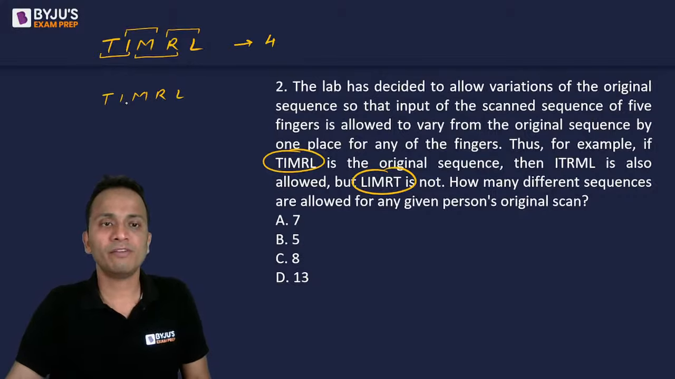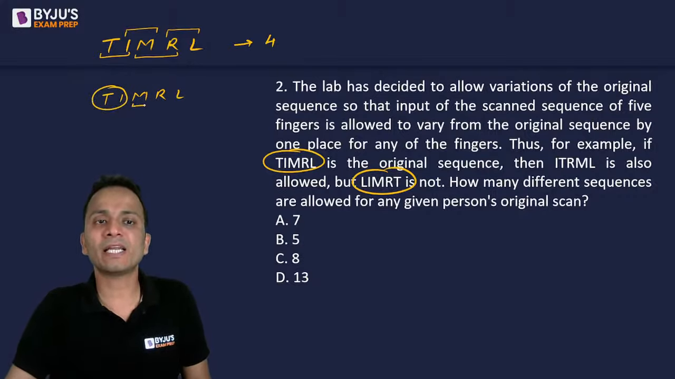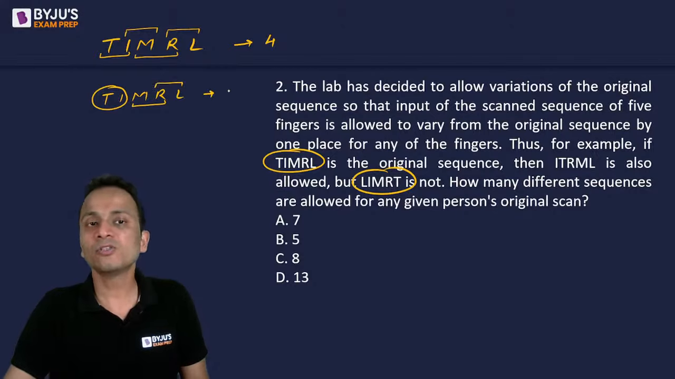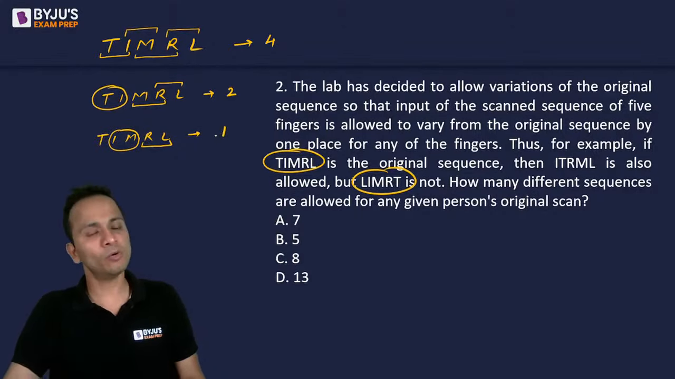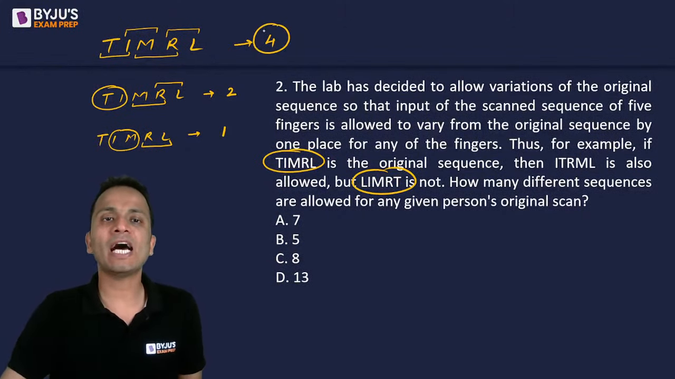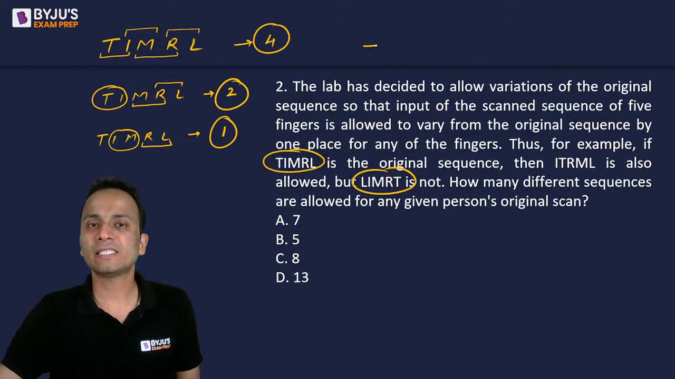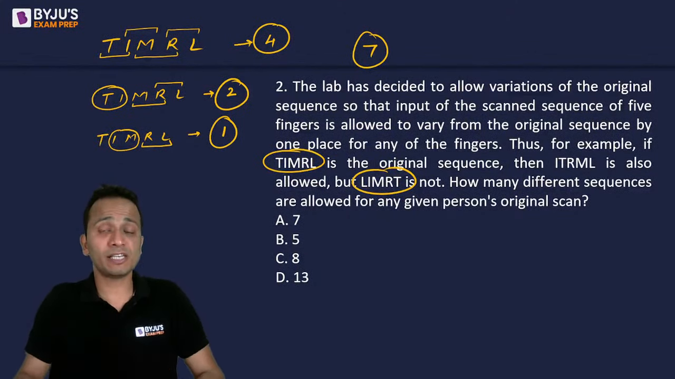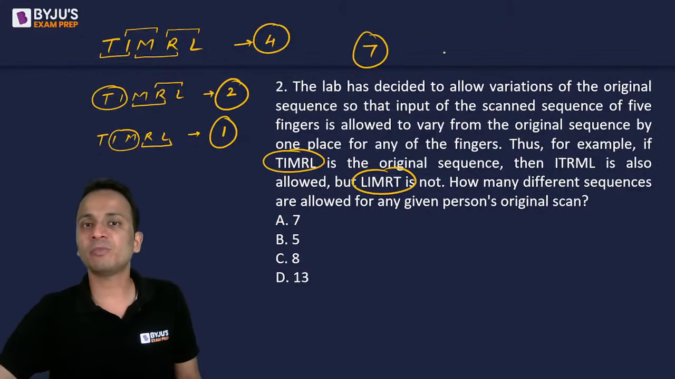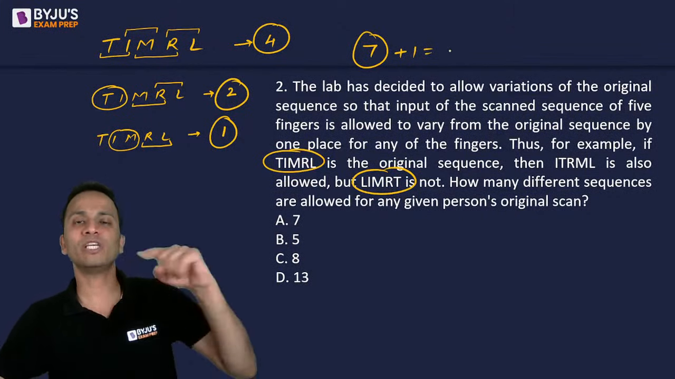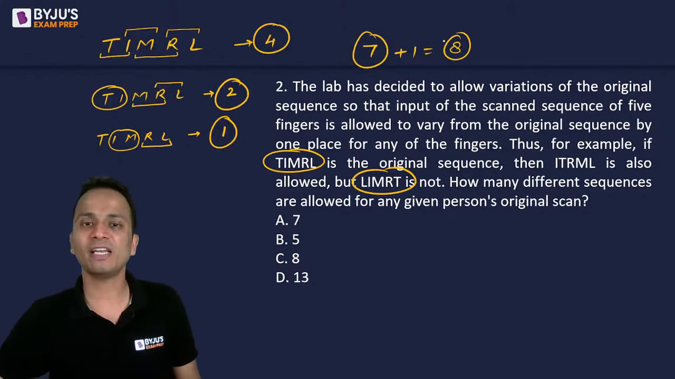So first of all, if I select this couple, I can select MR or I can select RL. So this can be done in two ways. Okay, right? Then again TIMRL. If I select this pair, then I can select only RL. So another one. Okay, there is no other possibility. So I have 4 plus 2 plus 1, 7 variations, 7 different sequences which are incorrect but allowed. And then इसमें 1 add कर देंगे +1 because original sequence तो allowed है. So answer, the final answer should be 8.